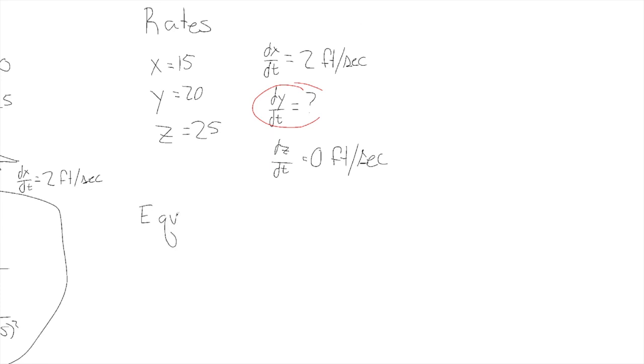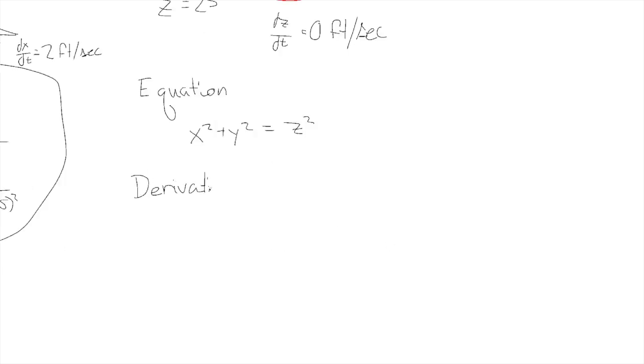Next, you'll want to write an equation that relates all of your variables. In this case, the equation x squared plus y squared equals z squared will be appropriate. Next, you'll want to take the derivative of this equation with respect to time, giving us 2x dx/dt plus 2y dy/dt equals 2z dz/dt.